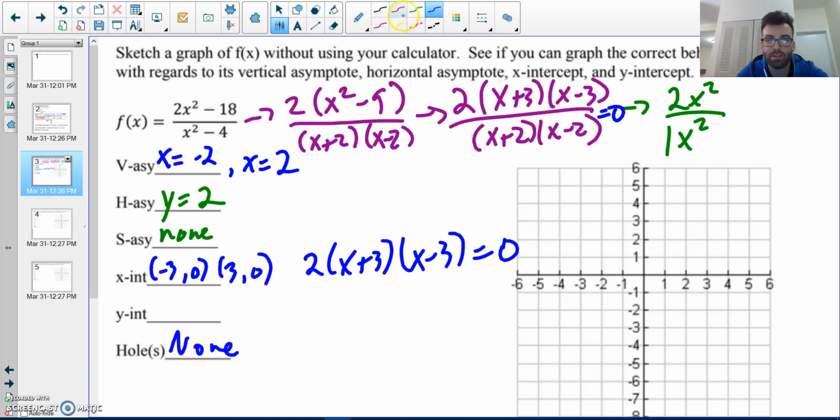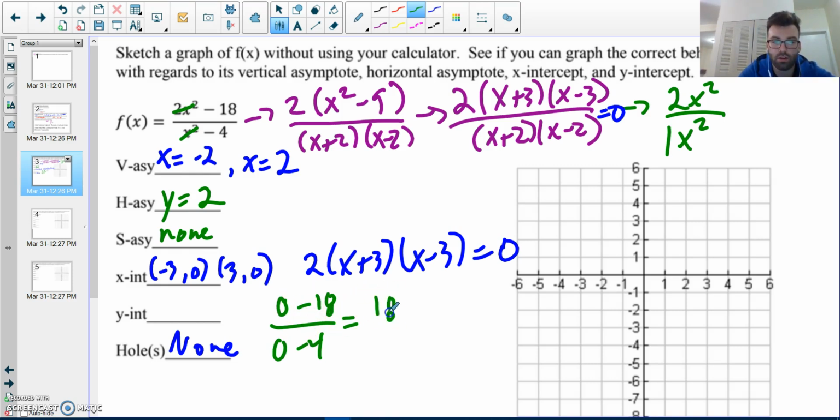Lastly, I want to find my y-intercept. My y-intercept, I can plug it into any here, here, or here. Okay, I'm going to plug it into my original, because you'll see this is a lot easier. All right, this becomes 0, this becomes 0. So I have 0 minus 18 over 0 minus 4. I'm just showing this work you could do in your head.